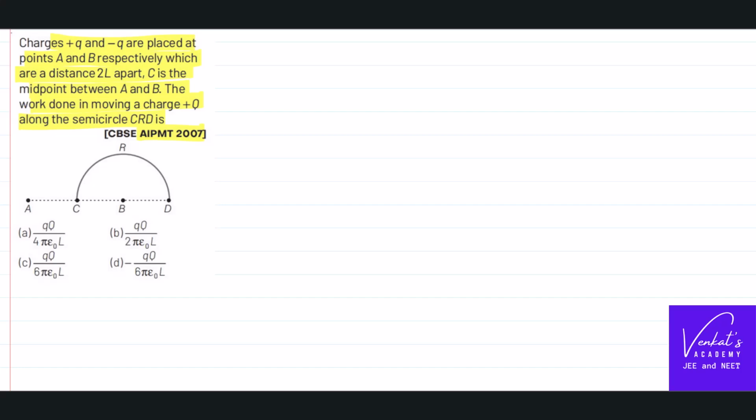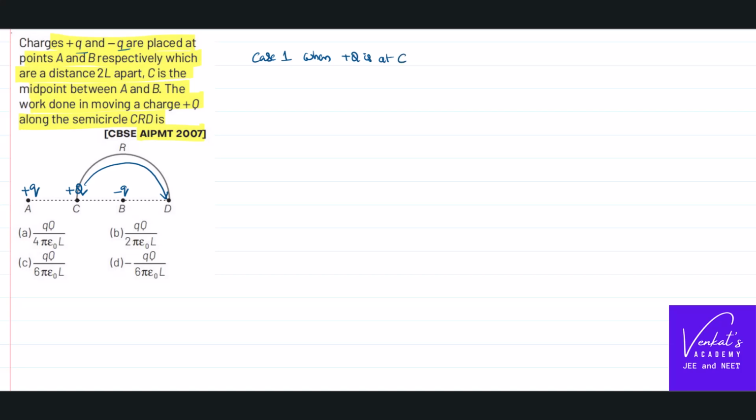What he means to say is that initially at C there is plus capital Q, whereas at A there is plus small q and at B there is minus small q. Capital Q is now moved from C to D. Whatever the path, the work done is path independent. What is the work done in that? So there are two cases. Case 1 is when plus Q is at C.